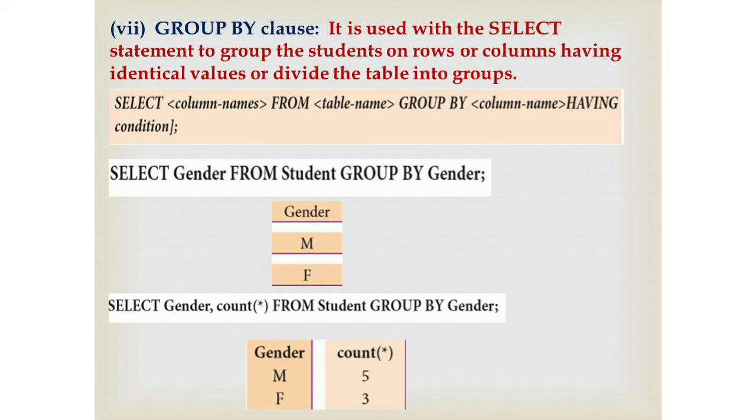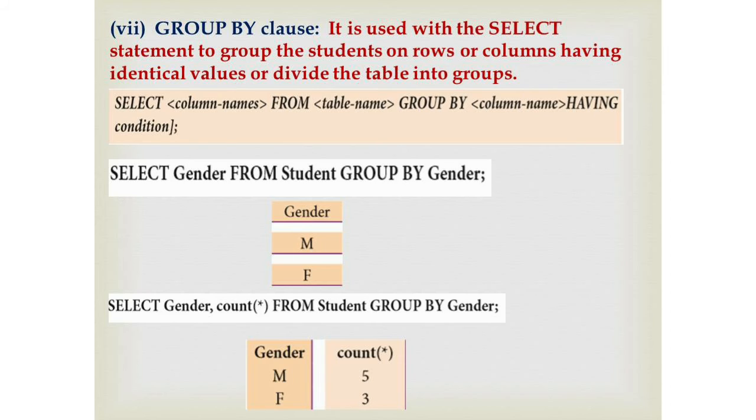Now we'll see the syntax for the GROUP BY clause. That is SELECT column names FROM table name GROUP BY column name HAVING condition. Now we are going to group column-wise, that is gender-wise. So SELECT column name. What is the column name you are going to group? That is gender, so you have to mention gender here. Then FROM table name, which is student. Then GROUP BY, this is the keyword for using the GROUP BY clause. Then the column name, that is the gender column. Then the semicolon.